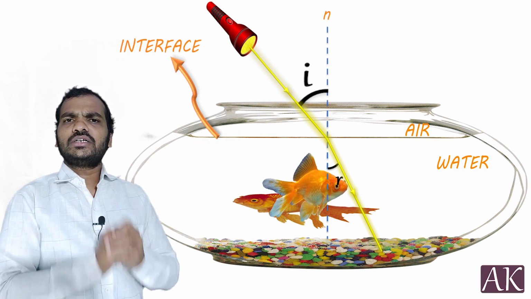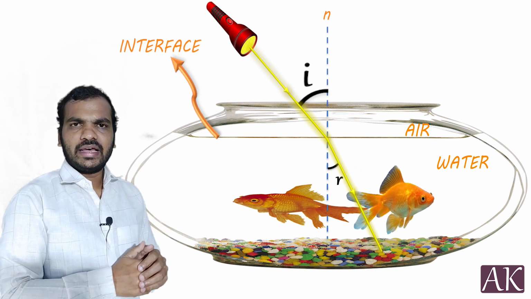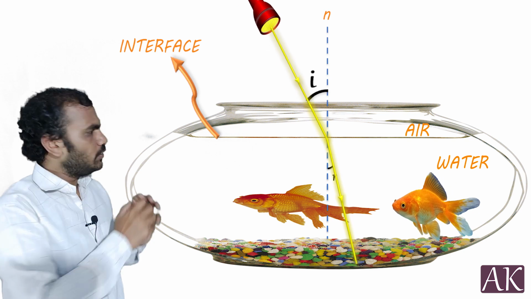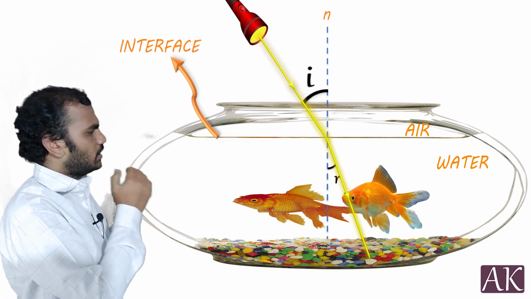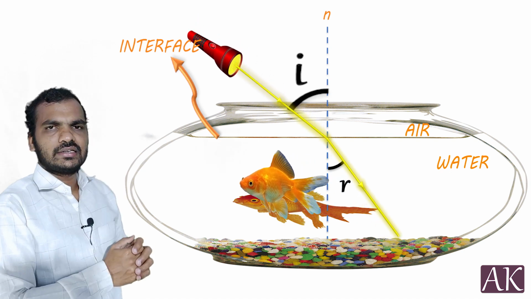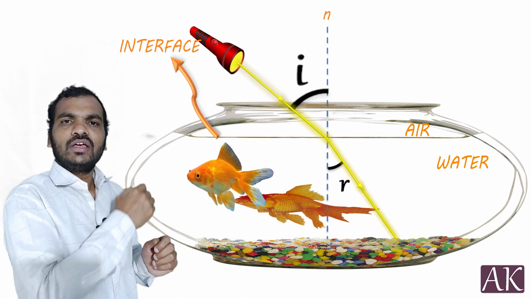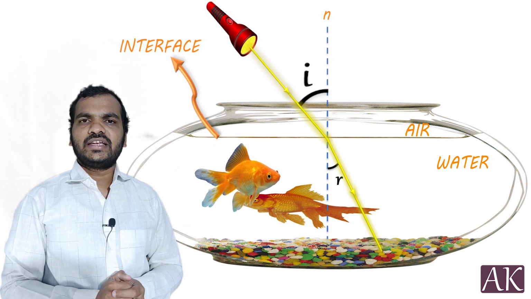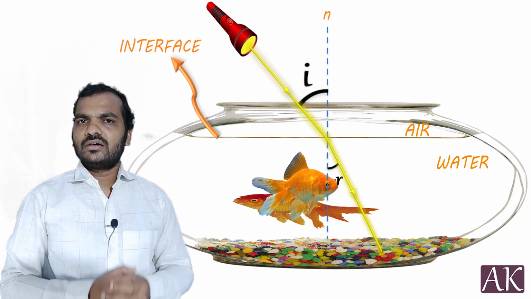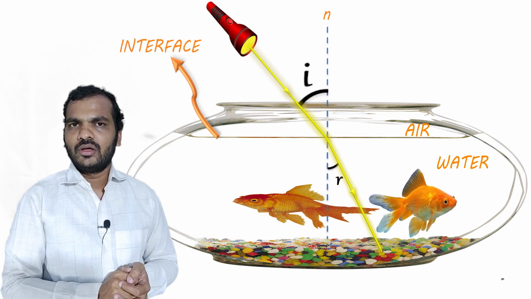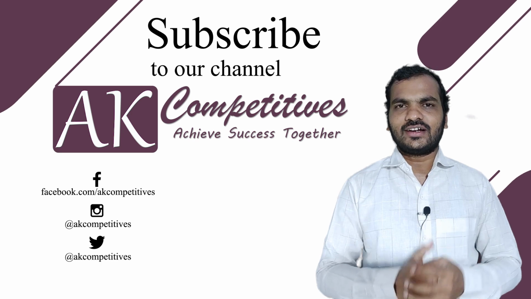Now suppose I decrease the angle of incidence, then you can see that the angle of refraction decreases. If I increase the angle of incidence, then the angle of refraction also increases. So this is how refraction takes place in any pair of materials when light enters from one medium to another medium. This is the concept for today's lecture.